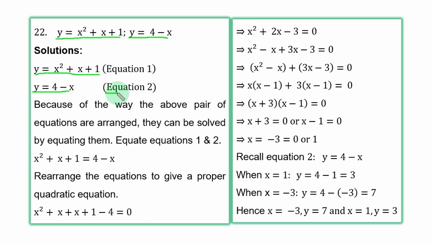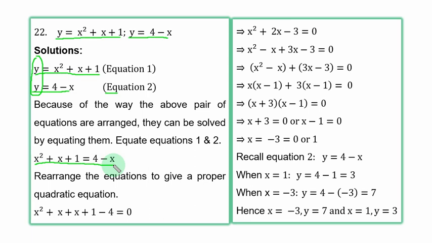Because of the way the above pair of equations are arranged, they can be solved by equating them. Now, why am I saying that? Because the left hand sides are equal, y and y. So by implication, the right hand sides are also equal. So you equate them by having s squared plus s plus 1 equal to 4 minus s.